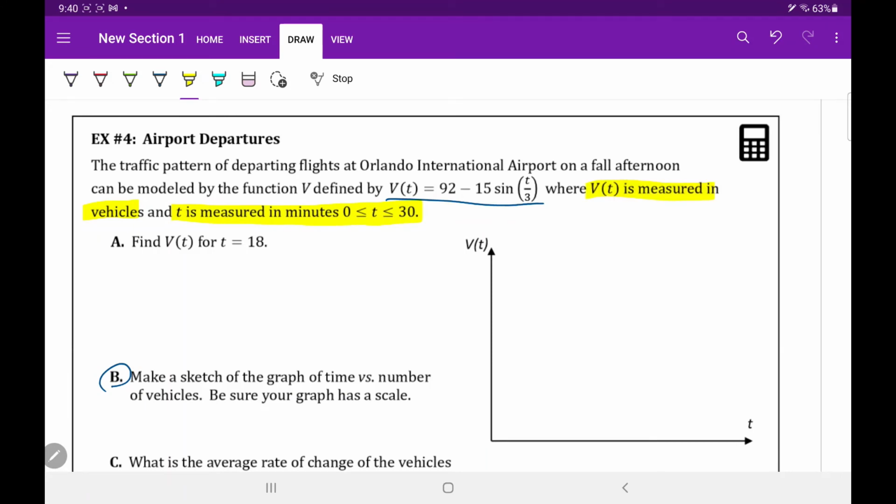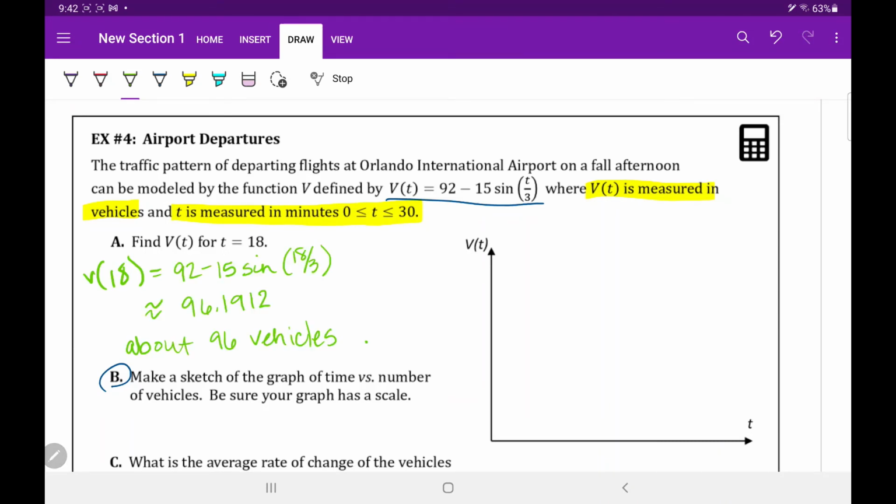So we're looking at, as the vehicles come, they can also look at how many people are on departing flights. It's like a ratio, it's comparison. The traffic pattern of departing flights can be modeled by the number of cars in the minutes. So let's look at it. Find v of t for t equals 18. You guys know how to do this. You're just going to do v of 18. So pause, get the answer, and check your work. Okay, so we got about 96 vehicles. Hopefully you got the same answer.